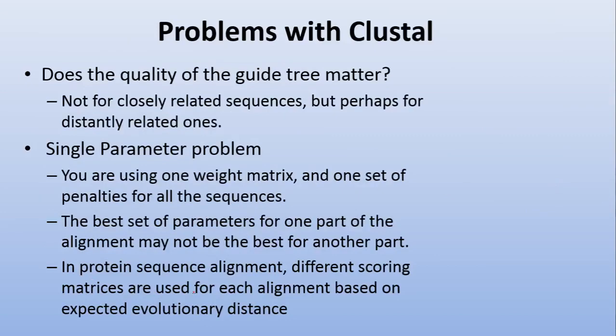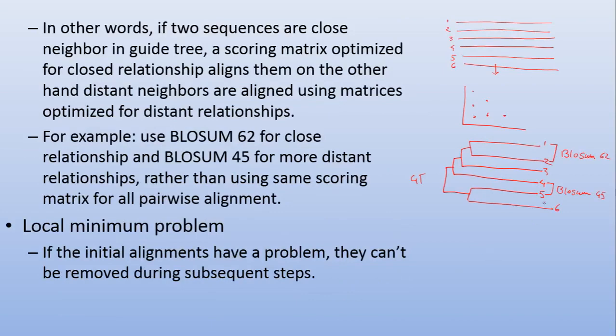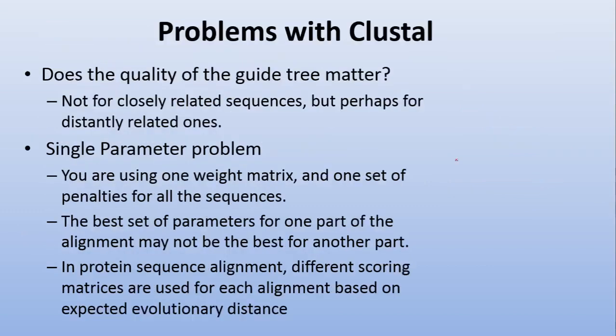Different scoring matrices are used for each alignment based on the expected evolutionary distance between the sequences. The expected evolutionary distance between sequence 1 and 2 is small, or you can say they are closely related to each other as compared to 4 and 5. Therefore, different scoring matrices are to be used to align these sequences. You cannot use the same scoring matrix to align all the sequences as such. So this is included in the single parameter problem, right?